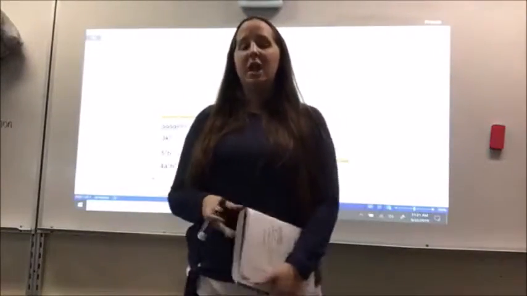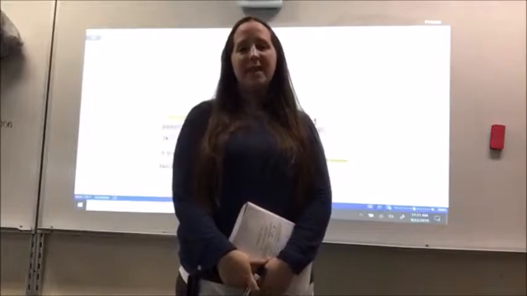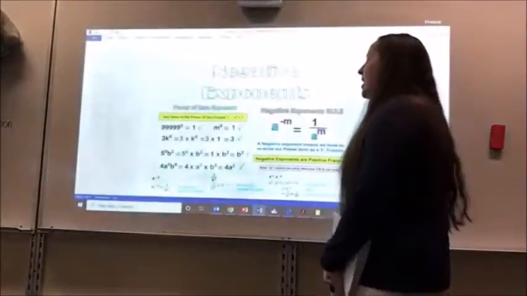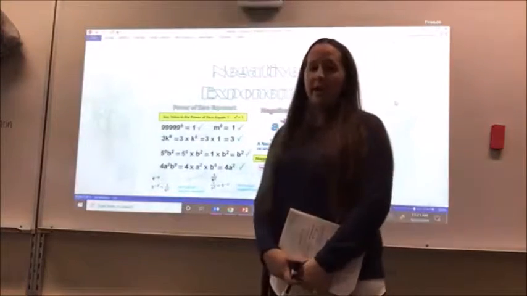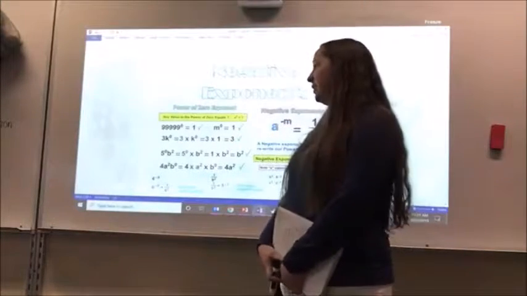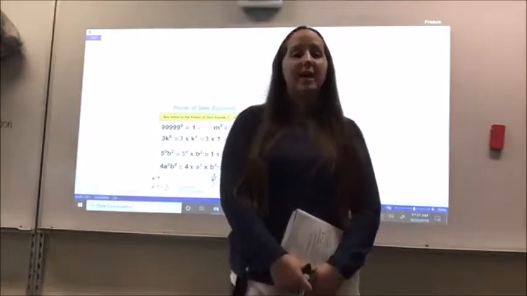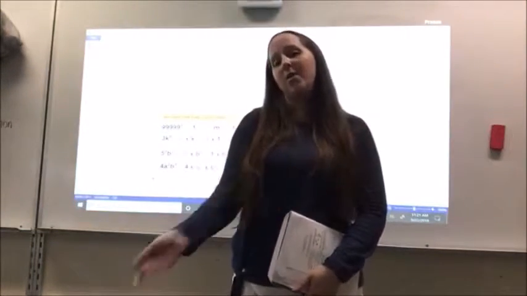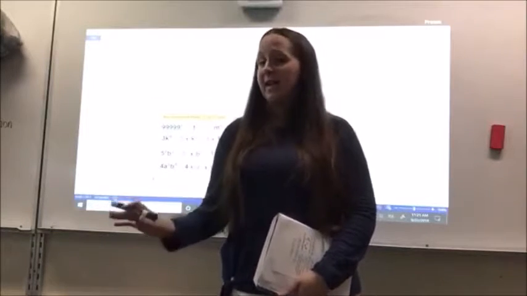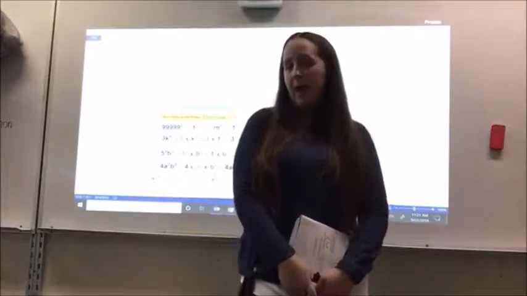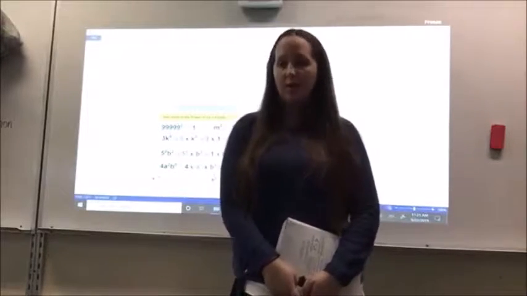All right, this is Chapter 1, Lesson 5, Negative Exponents. When I'm dealing with negative exponents, I have a couple of properties I want to look at. The first is the power of 0 exponent. Basically, that means anything raised to the 0 power is going to be 1. It doesn't matter what it is, it could be 999 million to the 0 power, it's still going to end up being 1.